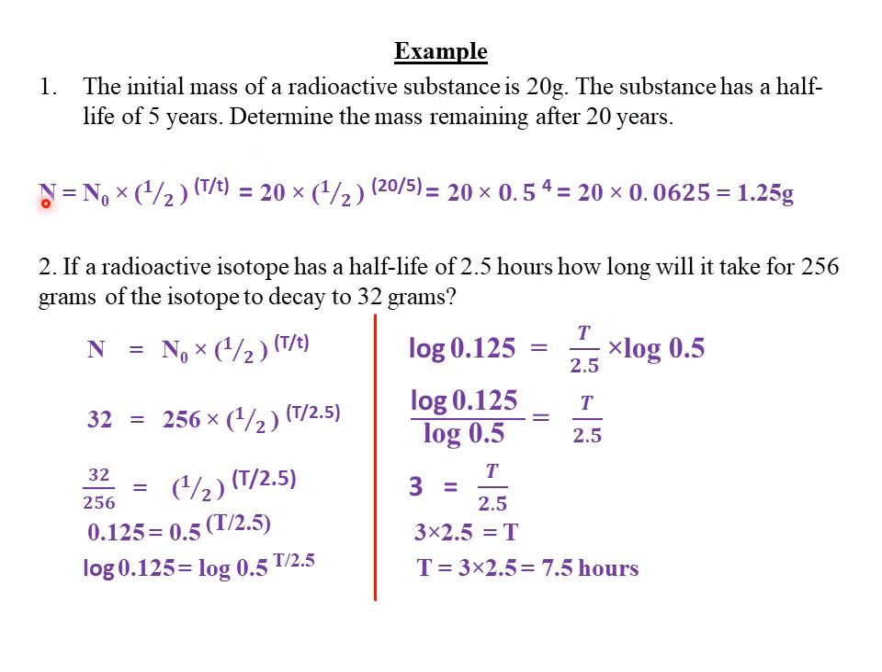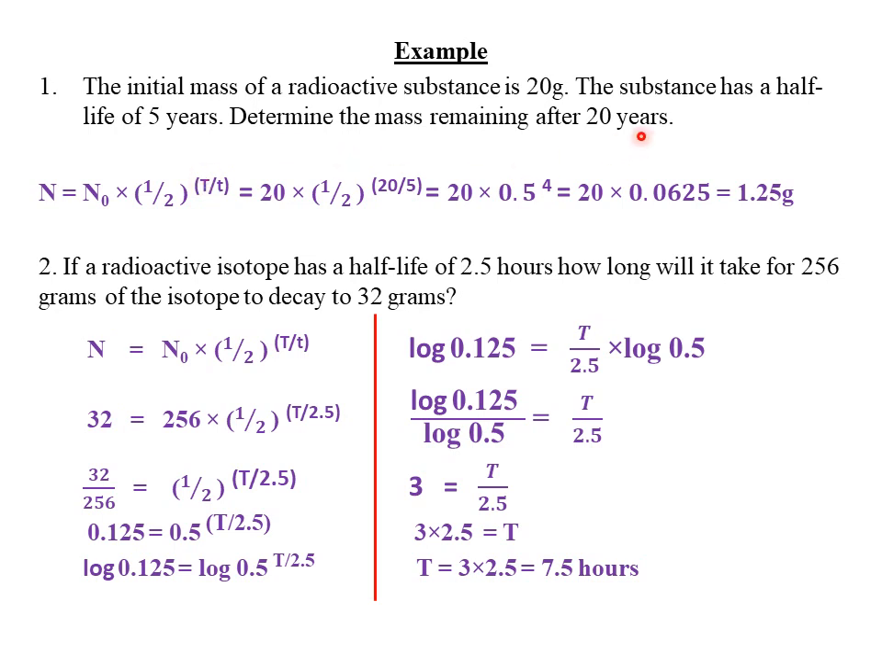So we said that N = N₀ × (1/2)^(T/t), where N simply represents the number of nuclides remaining undecayed. Therefore, in this question, N will represent the amount of mass that will remain undecayed. Then N₀ represents the original number of nuclides present, so in this case it represents the initial mass before the decay process took place. Then capital T represents the total time of decay.